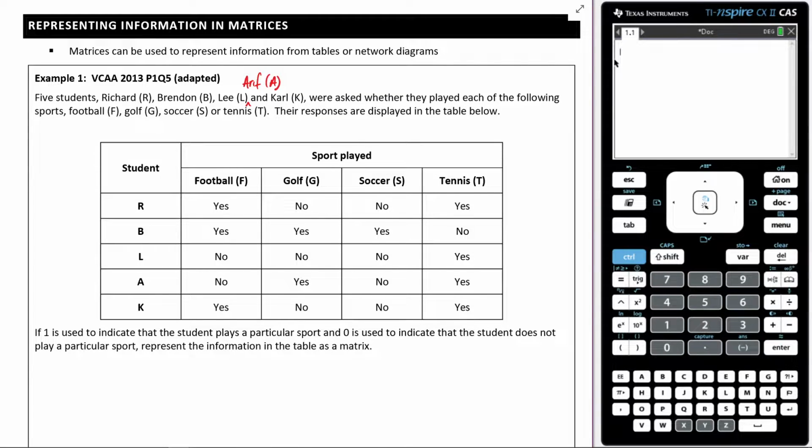Okay, so let's work through these notes. Representing information in matrices. Matrices can be used to represent information from tables or network diagrams. Example 1, taken from VCAA 2013, paper 1, question 5.